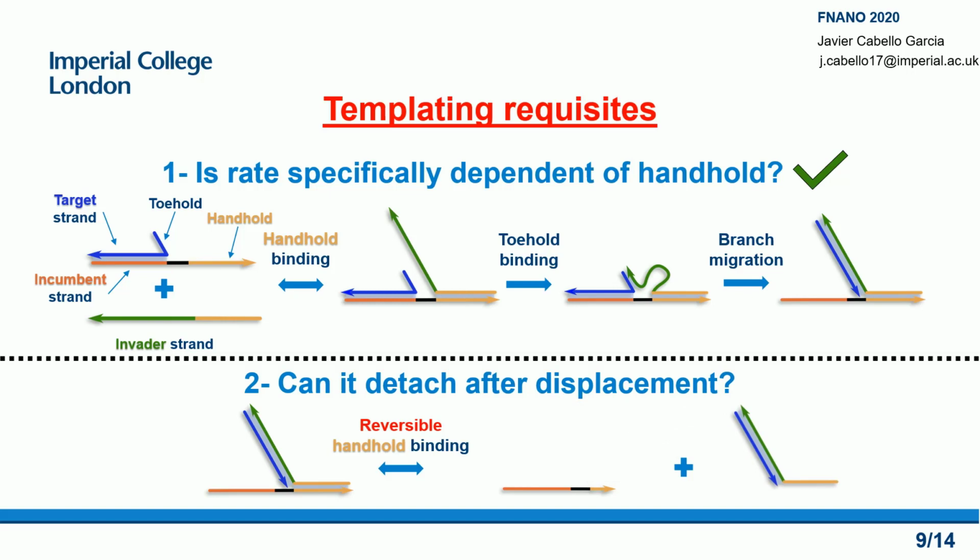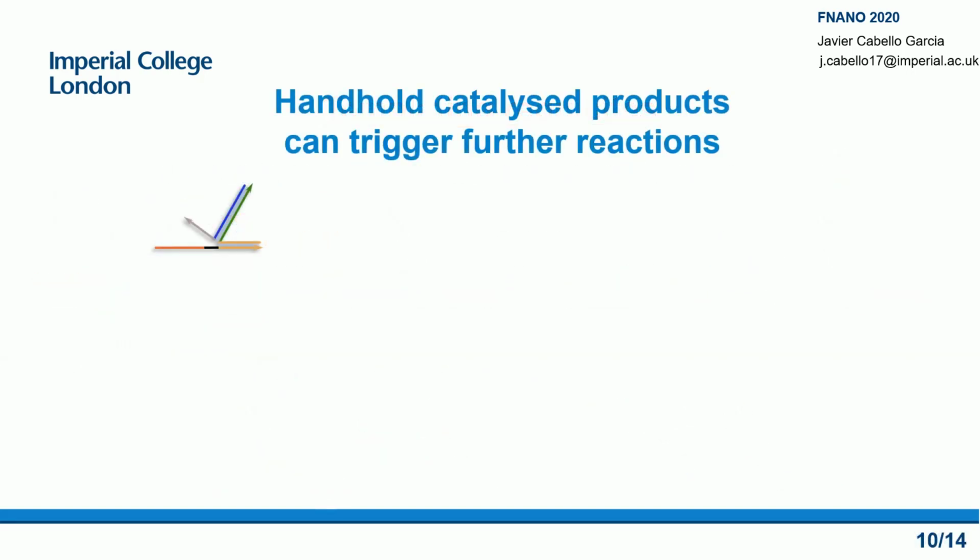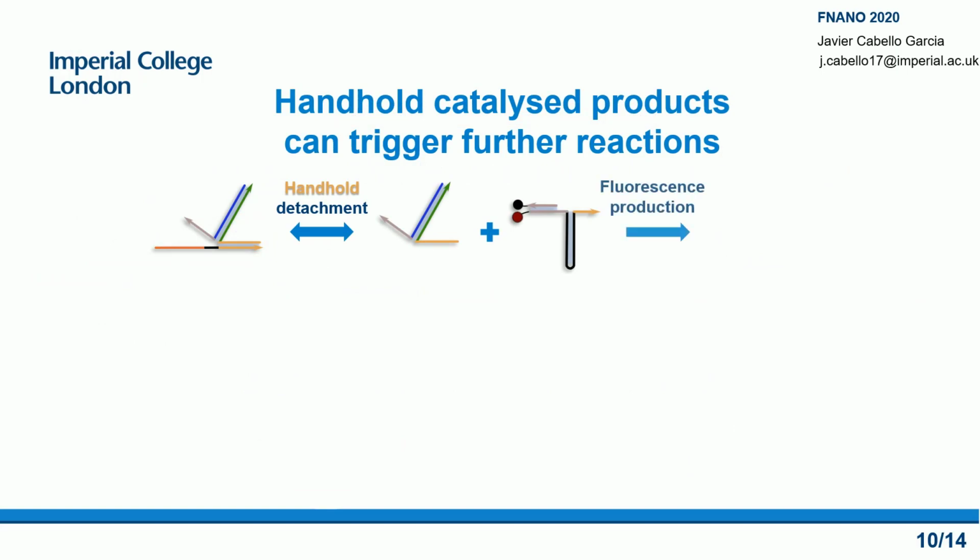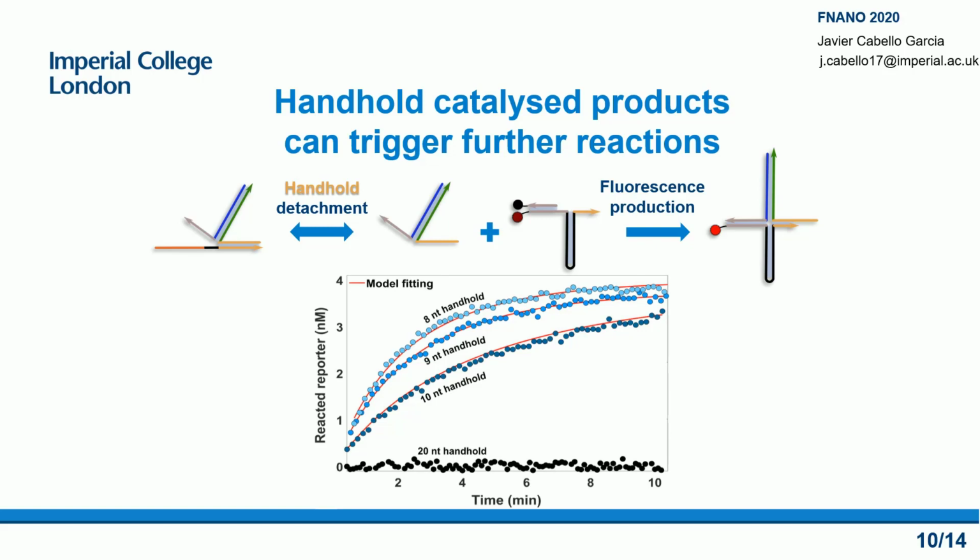The kinetic analysis consisted in adding a reporter after the displacement reaction finished. If the product detaches from the handhold, the reporter can snatch it and produce a fluorescence signal. We tested this reaction, and as expected, the fluorescence production rate is inversely dependent on handhold length. A longer handhold results in a lower concentration of detached product at equilibrium, which of course translates to a slower rate. For very long handholds, like the 20 nucleotide handhold, the binding is so stable that no triggering of the reporter ever happens.